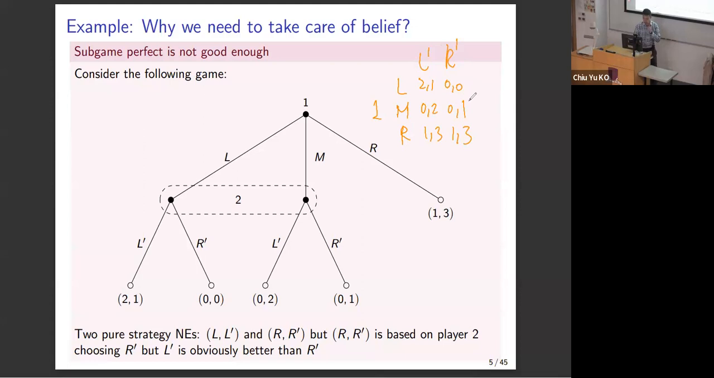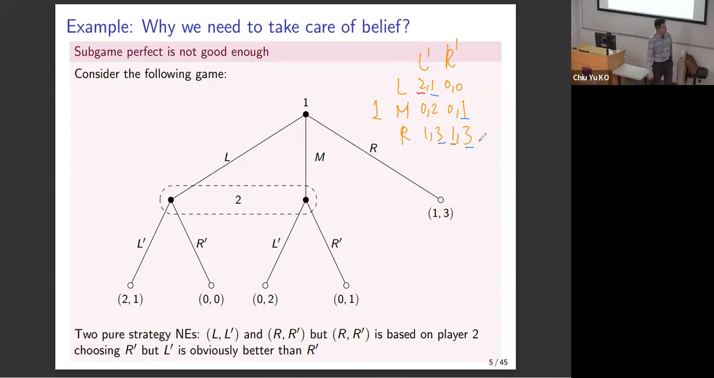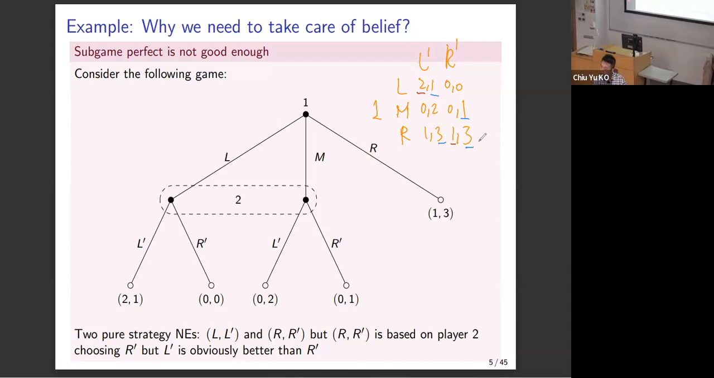We can check all Nash equilibria, which shouldn't be difficult for you. By now, you should know. You can highlight the one that maximizes player one's payoff. You do the same for player two. You can easily check that L prime and R prime are both Nash equilibria. Is that clear? We focus on pure strategy. Is that okay for this one first?